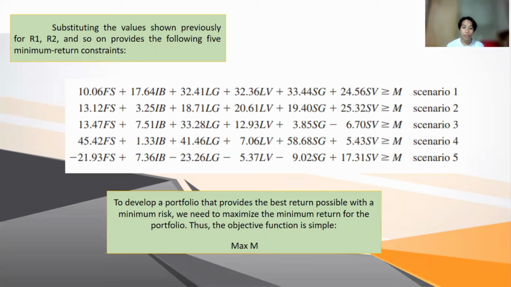And then with the 5 minimum return constraints present, the optimal value of M will equal the value of the minimum return scenario. The objective is to maximize the value of the minimum return scenario. Because the linear programming model was designed to maximize the minimum return over all the scenarios considered, we refer to it as a maximin model. To develop a portfolio that provides the best return possible with minimum risk, we need to maximize the minimum return for the portfolio. Thus, the objective function is simple: max M.